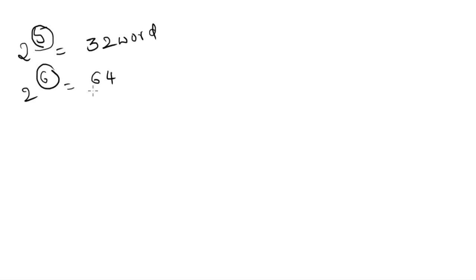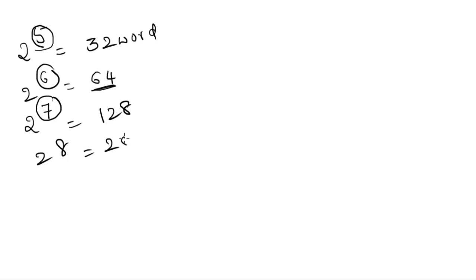2 to the power of 5: if I am having 5 bits, I can use 32 words. Similarly, 2 power 6 is nothing but 64. So if I am having 6 bits, I can form 64 words. Similarly, 2 power 7: if I am having 7 bits, I can form 128 words. Like this, 2 power 8 is 256, 2 power 9 means 512, 2 power 10 means 1024.